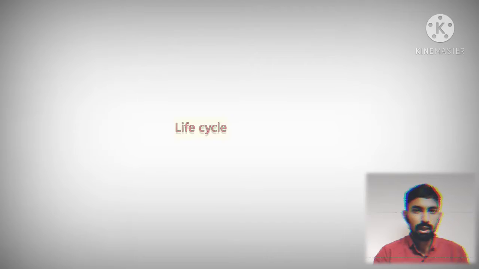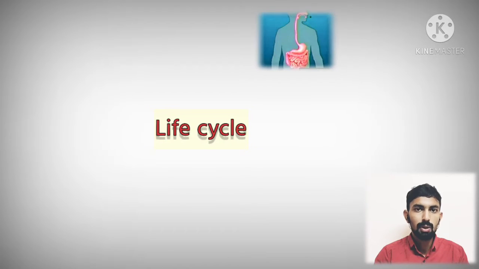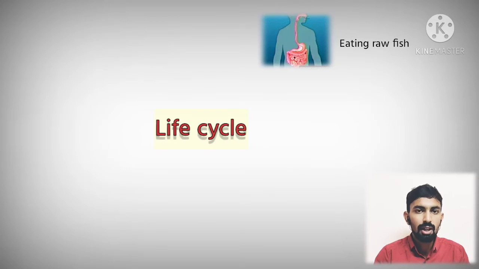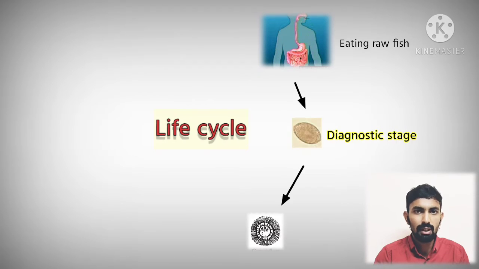And now we see the life cycle. Starting with the humans. Humans eat raw fish which contains the plerocercoid larvae. This larva gets attached in the human intestine, and in the intestine it develops into the adult. Then the adult worms release eggs which are unembryonated in nature, which pass through the feces, and then become embryonated when they reach the water. And after it becomes embryonated, it hatches into the coracidia larva.